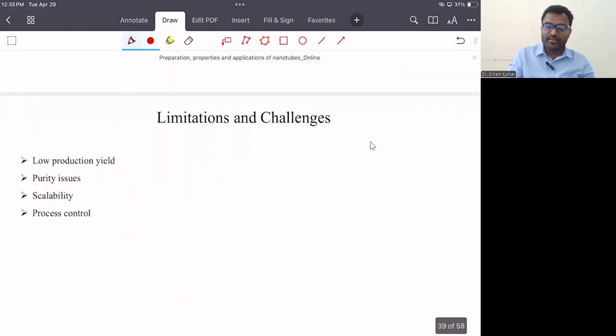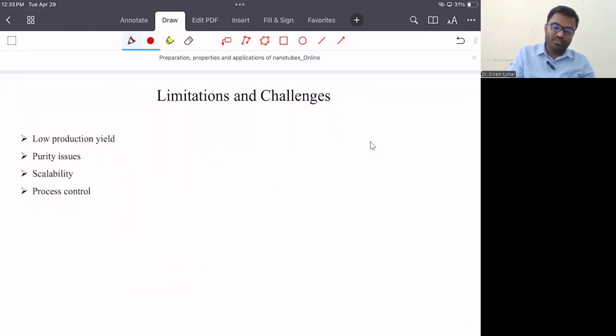But there are some limitations also. One limitation is the low production yield, and the second is the purity issue, because in this method you have a composition of CNT, fullerene, and graphite material, so there is another challenge to purify the material. The third is scalability. This method cannot be used for scalable, large-scale fabrication of CNT.